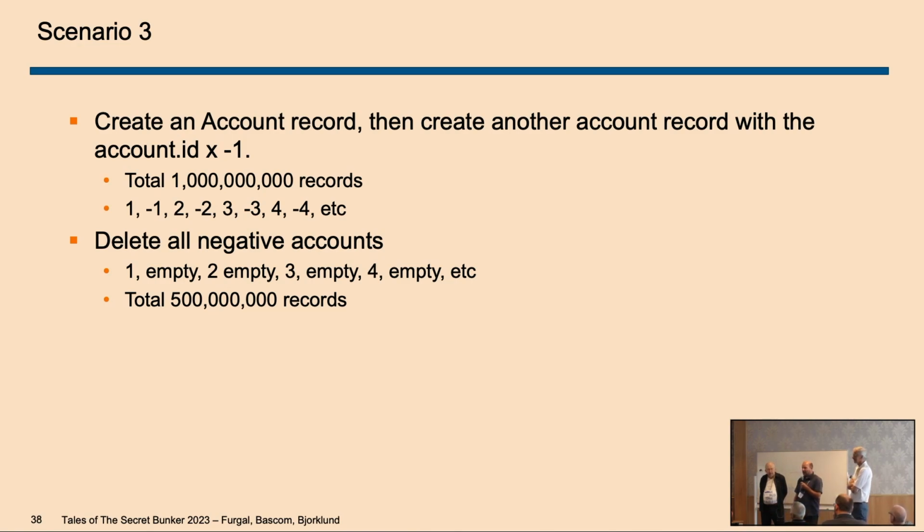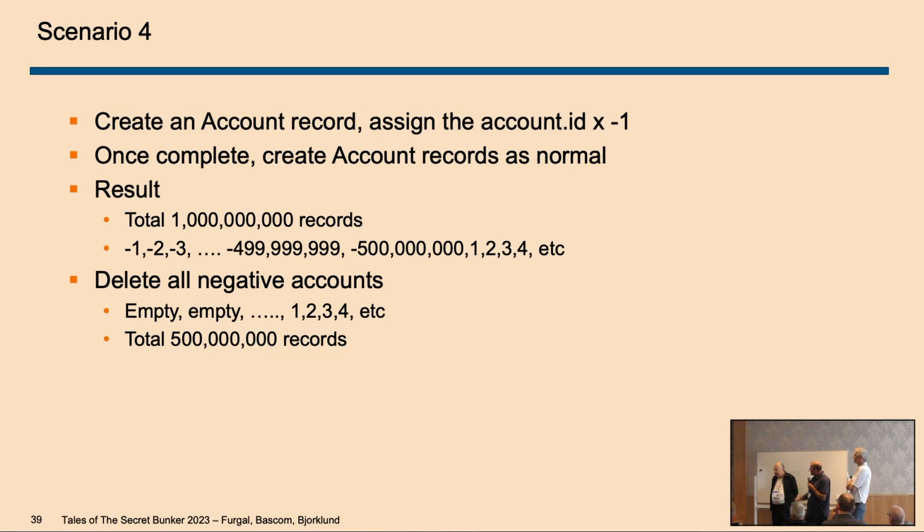So what you have are interleaved empty space in each block. So you'd have record 1, then you'd have some empty space. Record 2, then some empty space. So each block now has empty space associated with it because we deleted interleaved records. So you can see what it looks like there. 1 empty, 2 empty, 3 empty, and then a total 500 million records.